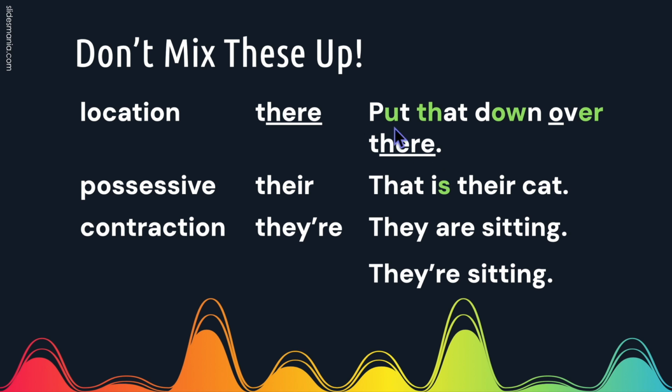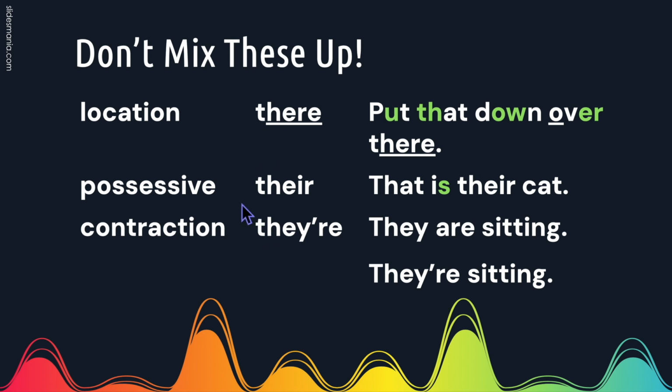This U uses its third sound of TH says th, OW says ow, this O has a long O, and this ER says er. So put that down over there. You could say put that down here and it would make sense. The way I remember it is this word there has the word here in it. So T here. You could think of it for spelling purposes as I need to write down T here.